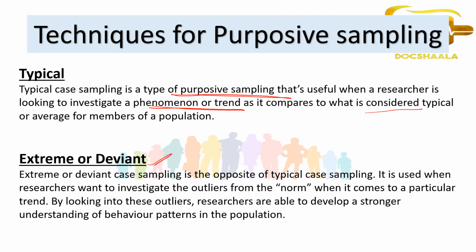Then extreme or deviant. Extreme or deviant is the opposite of typical. It is used when researchers want to investigate the outliers from the norm when it comes to a particular trend. By looking into these outliers, researchers are able to develop a strong understanding of behavior patterns in the population. So in typical, we'll take something which is similar to the trend. But in the extreme or deviant technique, we'll take some sample which is extremely opposite to what we want to compare. Okay, so that is it.